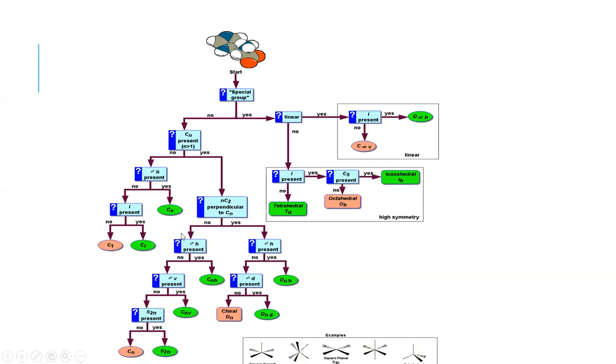Here, you have to see if there is a sigma H, a horizontal plane. If yes, then it is CNH. And if no, you have to verify whether sigma V is present or not. If yes, then it is CNV. If sigma V is also not present, then you have to verify if there is an S2N present. If yes, then it is the S2N point group. Otherwise, CN is the point group.